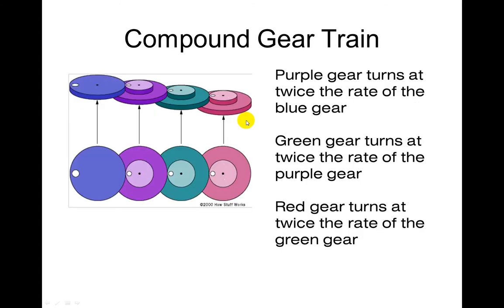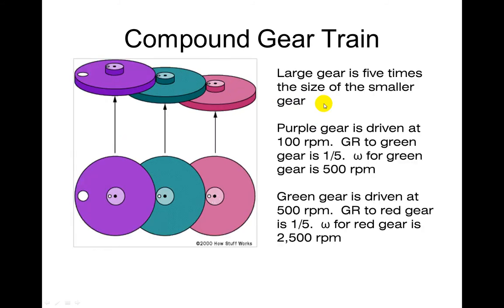All right, so going a little bit farther, the purple gear turns twice the rate of the blue gear. The green gear turns at twice the rate of the purple gear. And the red gear turns at twice the rate of the green gear. All right, so this is how we can speed up the last gear, by using these compound gear trains. If we're wanting to increase our torque, though, we would not want to increase the speed. Instead, we would maybe use a smaller one going to a bigger one to decrease the speed if we're wanting to increase our torque.